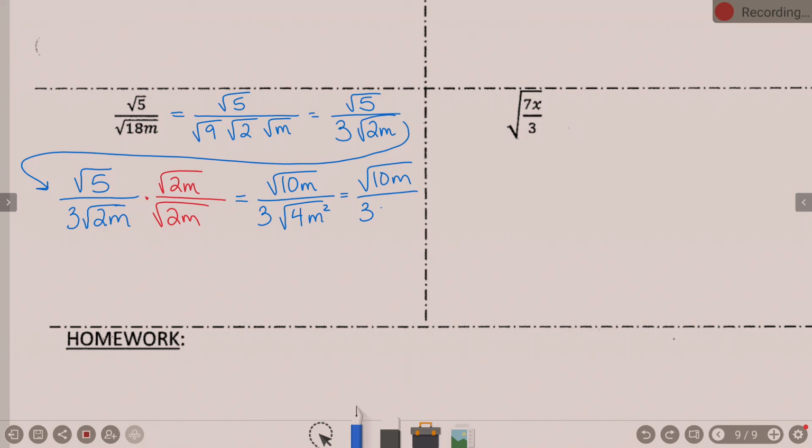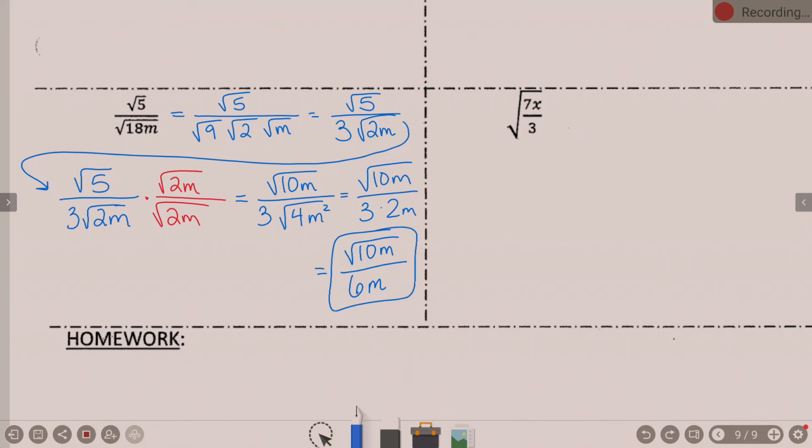2m. Are you noticing the trick here? When you do square root of 2m times square root of 2m, it eventually just becomes 2m. A square root times itself will always just be whatever's under that square root. In the denominator, what is 3 times 2m? 6m. And that's your answer.